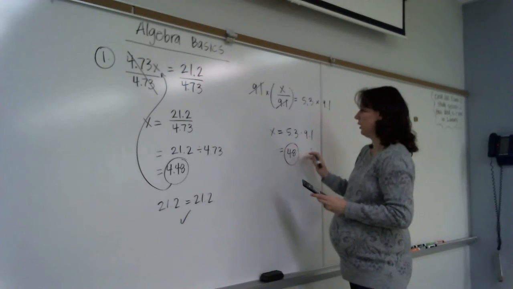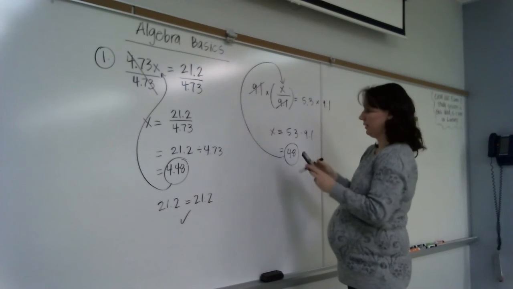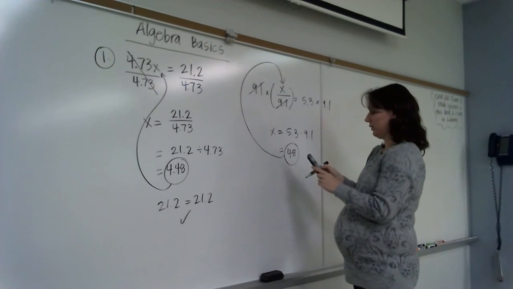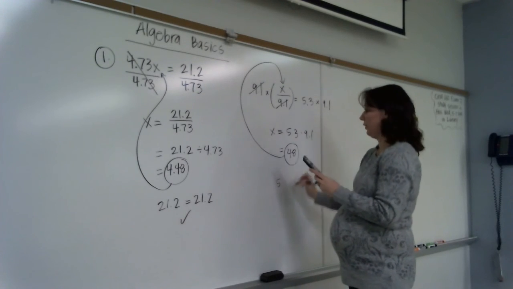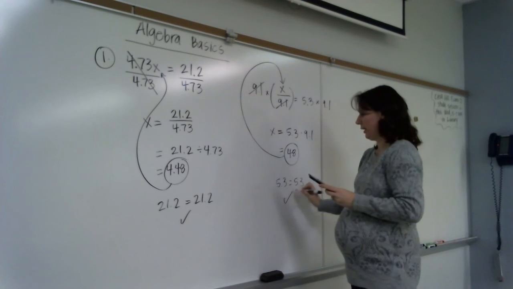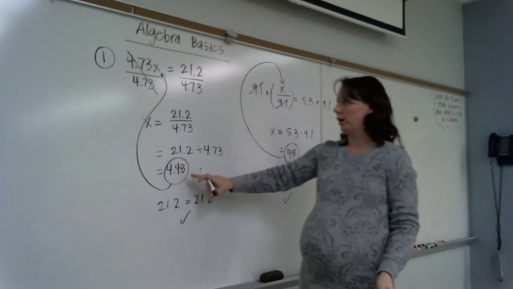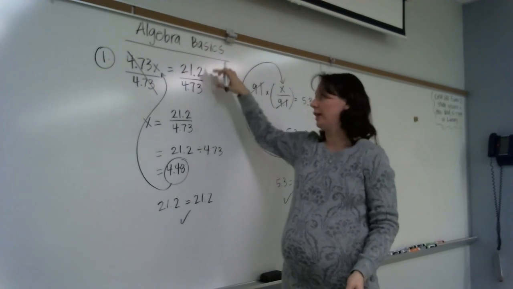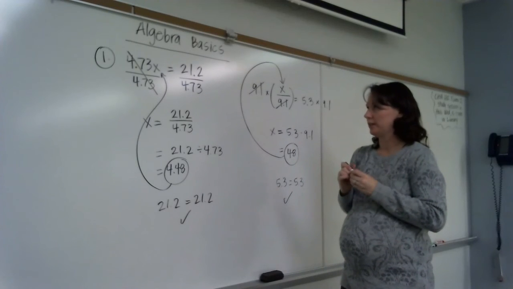I can check my work here. If I plug 48 back in as x, so 48 divided by 9.1, I get 5.27, which would round to 5.3. 5.3 equals 5.3, so I know I did it right. So if you're ever in doubt, you can always take the number that you got for x, plug it back in, and make sure that it equals the number that you were originally solving against in the first place.